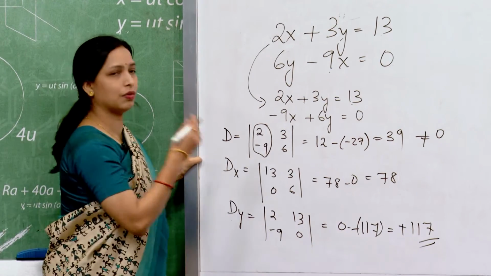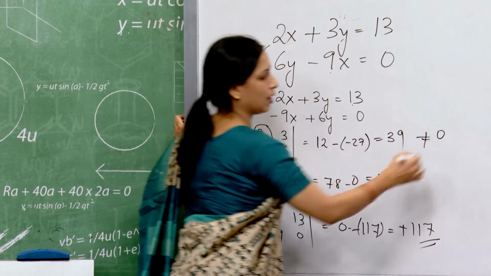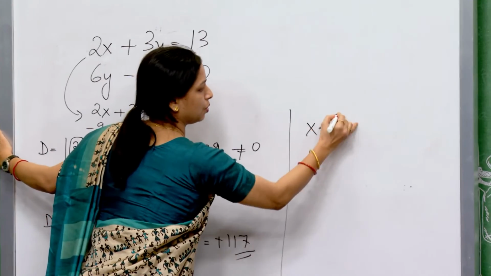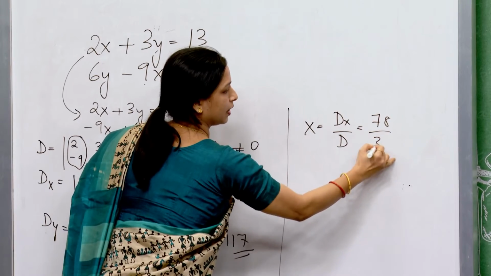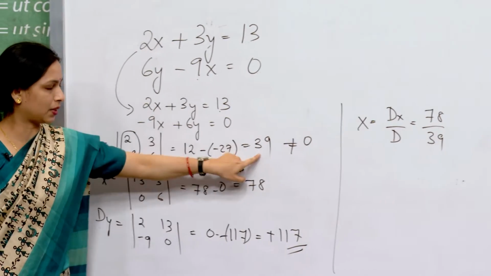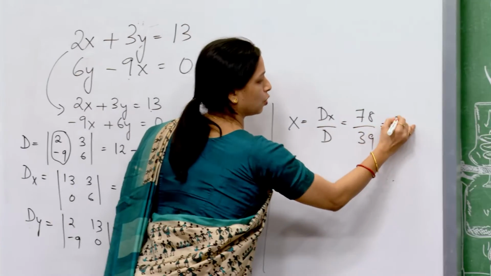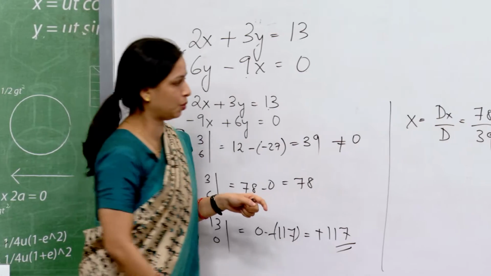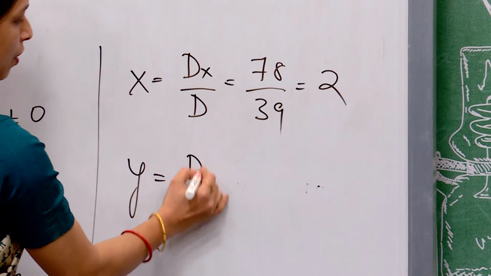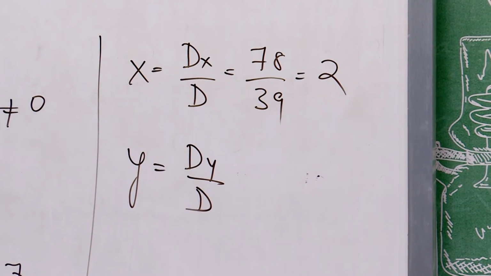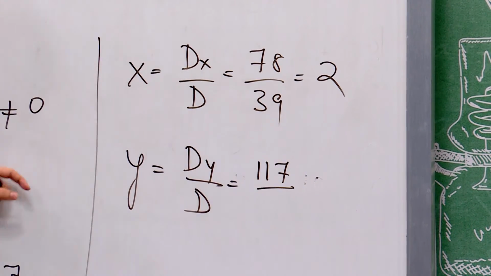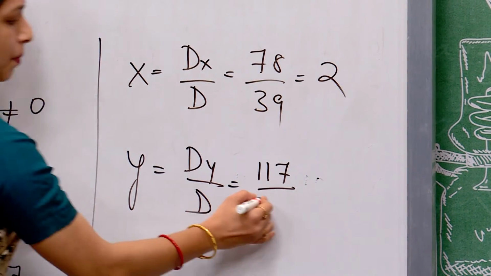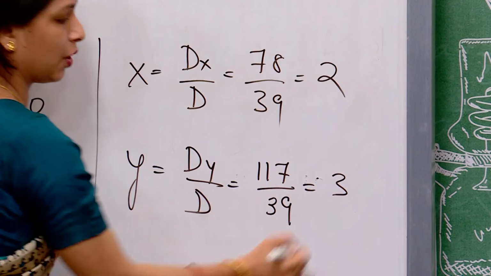Okay. Now, we can find the values of x and y. So, x equals dx by d. That is 78 by 39, which is 2. So, the value of x is 2 and the value of y is dy by d. So, dy is 117 divided by d, which is 39. So, the value is 3.